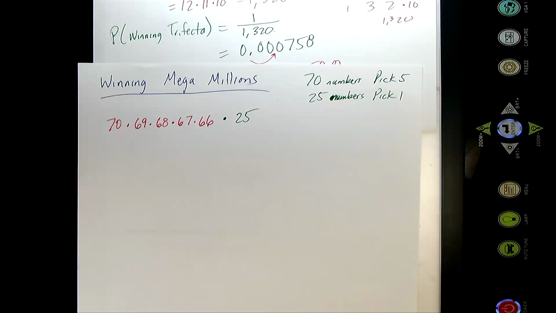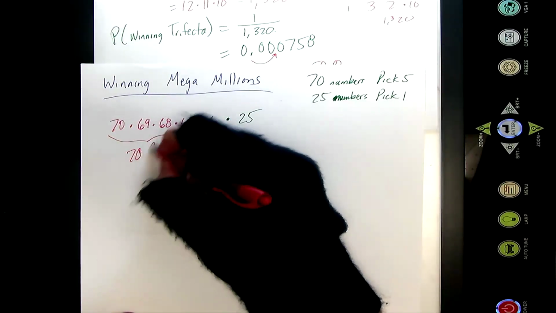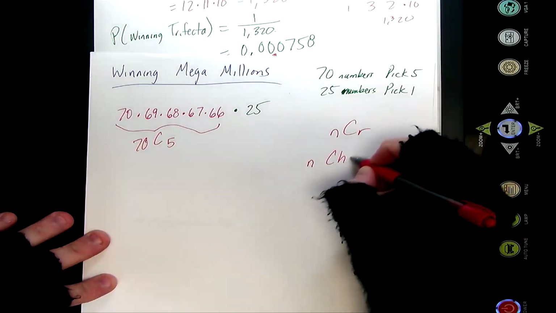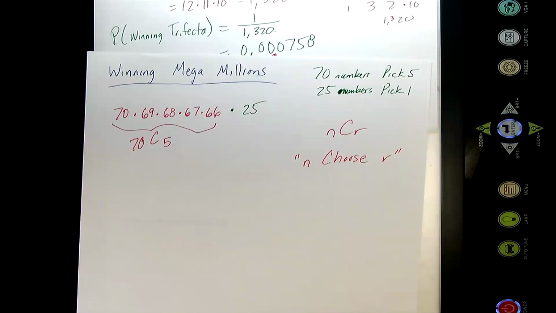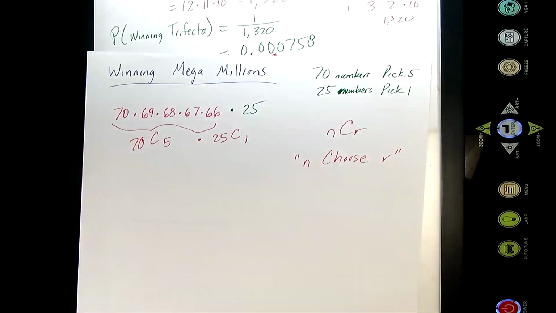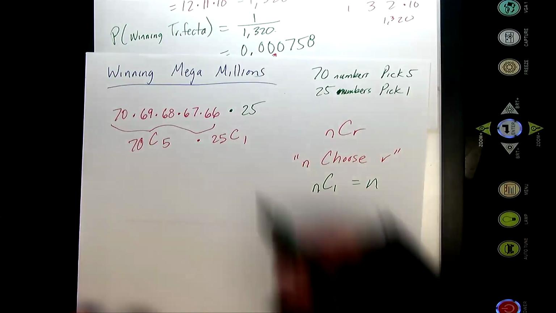The order that the lotto balls are selected in, other than the Mega Million, doesn't matter, right? So this first part is 70 choose 5. In fact, that's how they say nCr. They say n choose r. If you were to read it out loud, nCr is n choose r. And this is effectively 25 choose 1. You will find that no matter what you put into a calculator, if you do nC1, you just get n, which is that 25 right there.